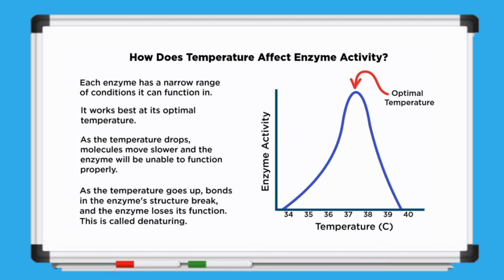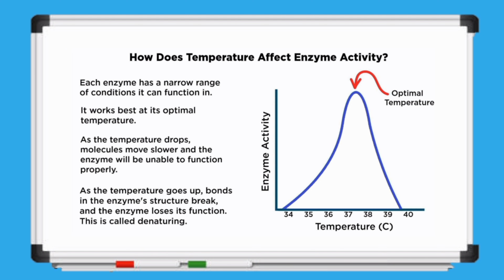But if the temperature rises too much, we run into a bigger problem. The heat can actually start breaking the bonds that hold the enzyme's shape together. When that happens, the enzyme changes shape and can no longer fit with the substrate. We call this denaturation. And once an enzyme is denatured, it can't do its job anymore.